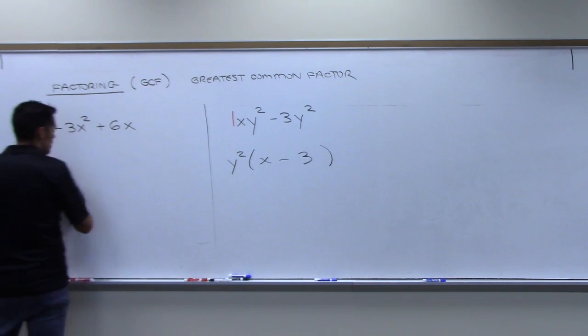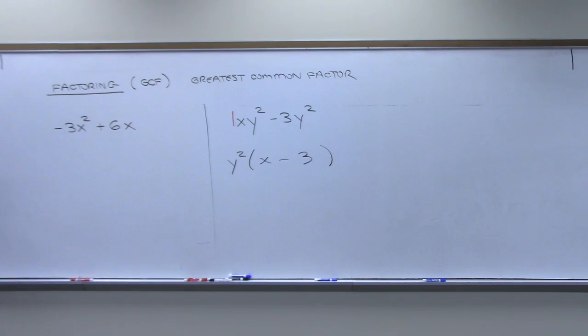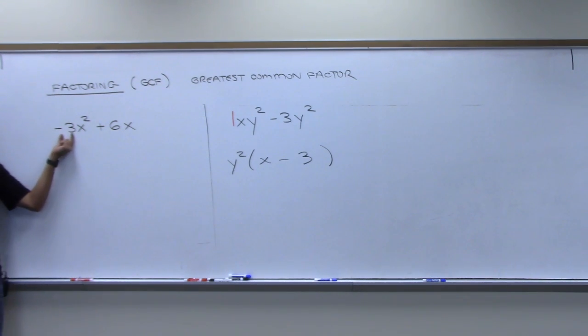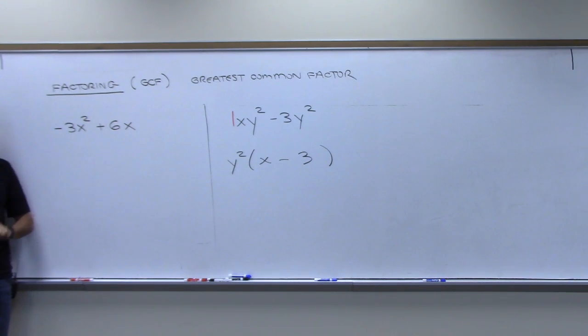So we look at it and we try and find something that they have in common. We start with some numbers. So what do y'all think? 3. They both have a 3. These are both multiples of 3, right? Negative 3 is a multiple of 3. And 6 is a multiple of 3. So I can have a 3 as my GCF, part of my GCF.